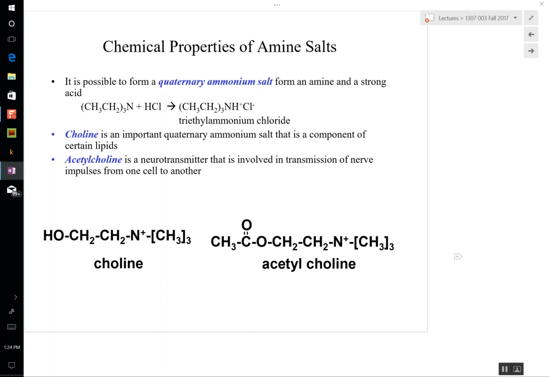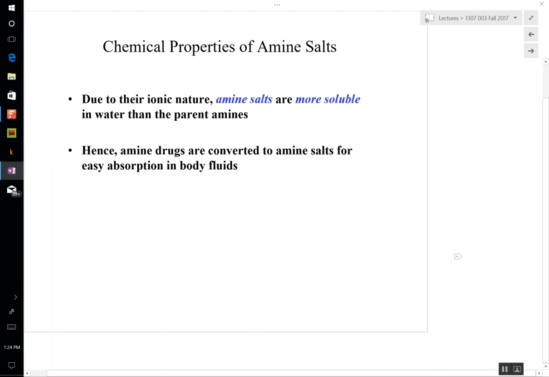It's plus one charged. These are neurotransmitters. So these are biologically active molecules. Very relevant. This just mentions why we convert them into the salts, for bioavailability.